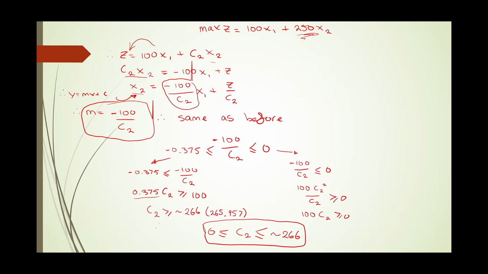And on the other side, similar thing, and it's a 0, so you can't really do much with 0, but still flip the sign, and we can see that to keep the same optimal solution, c2 has got to be between 0 and approximately 266.